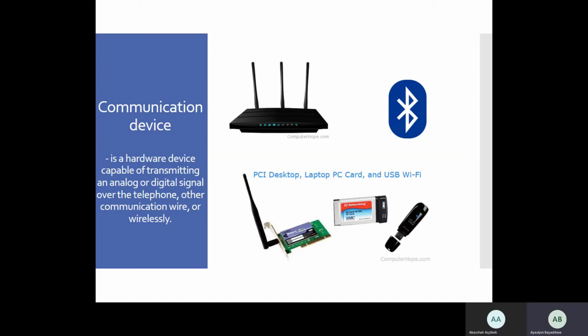Communication device. A communication device is a hardware device capable of transmitting analog or digital signals over a telephone line, other communication wire, or wirelessly. A classic example of a communication device is a computer modem, which converts computer digital information to an analog signal for transmission over a telephone line. Similarly, a modem receives analog signals and converts them to digital for processing by the computer. This process is called modulation or demodulation, from which the modem gets its name.